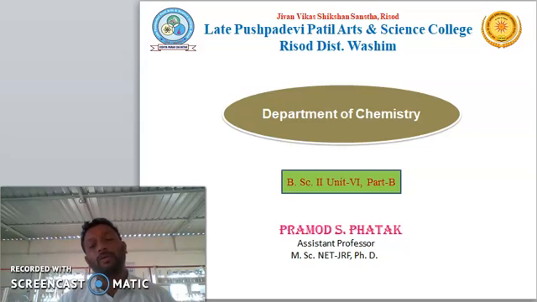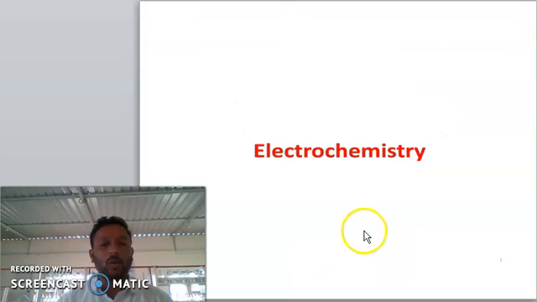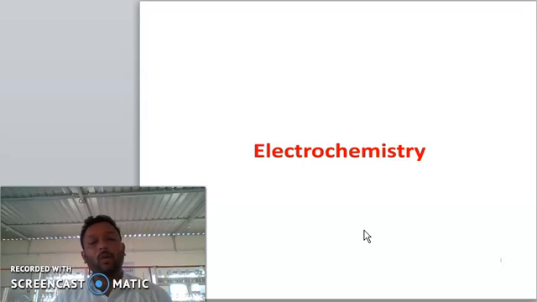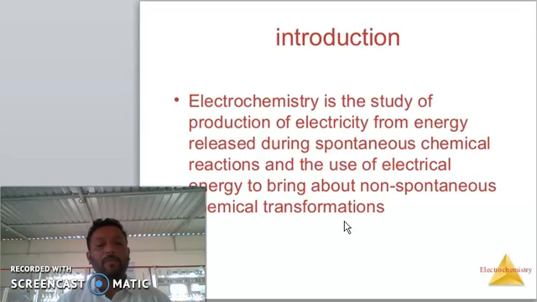Today we are going to see your Unit 6, and from Unit 6 the part B, that is the electrochemistry. This is your part B, the electrochemistry. So what is electrochemistry?